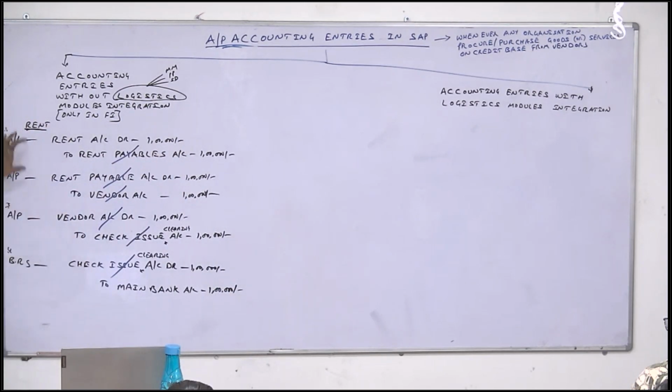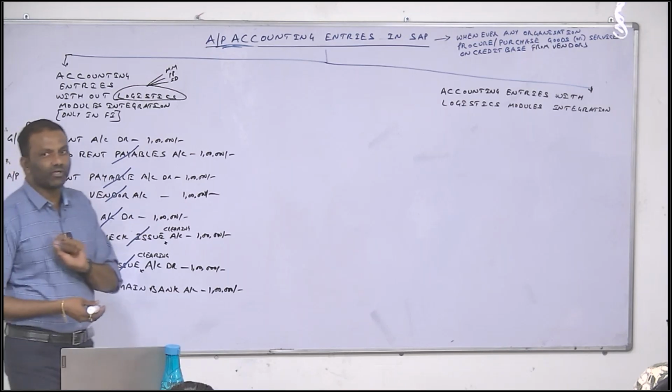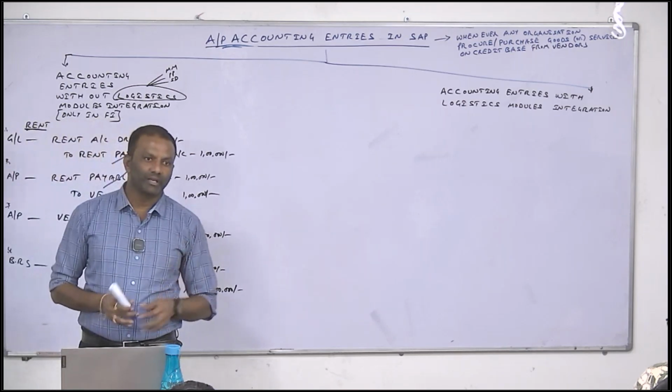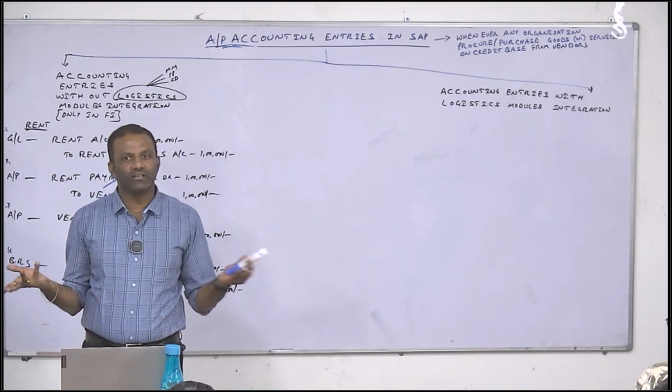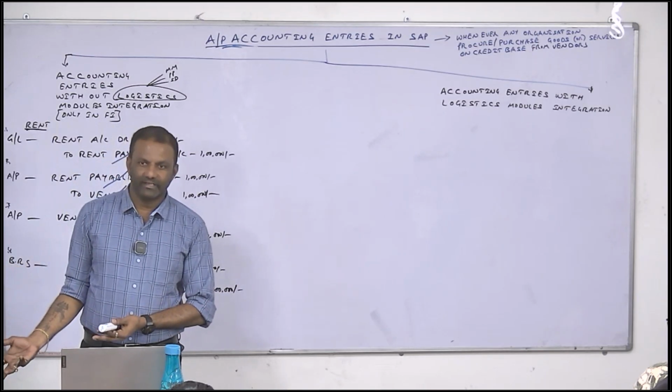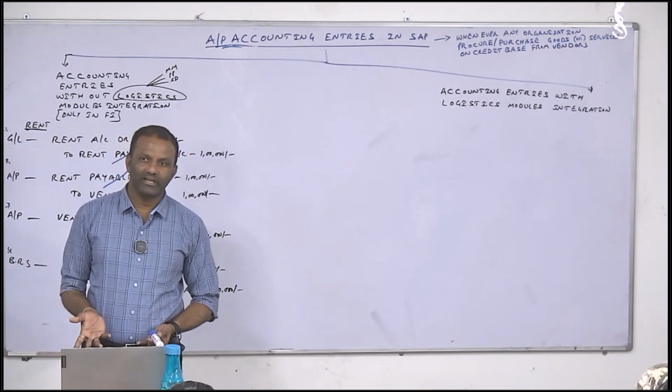Okay, how will it be posted? First one, it is GL. It is not AP. Already we have discussed it, right or not? Rent account debit to rent payable, or expenses account debit to expenses payable, whatever it may be, any expenses. Then rent payable to vendor account. Then vendor account debit to check issue account. Here you people should understand, we never ever use the main bank account if a particular organization is using BRS. Nowadays, 100% of organizations are using BRS. Right or wrong? That is also one activity they should do. Hope you got my point.